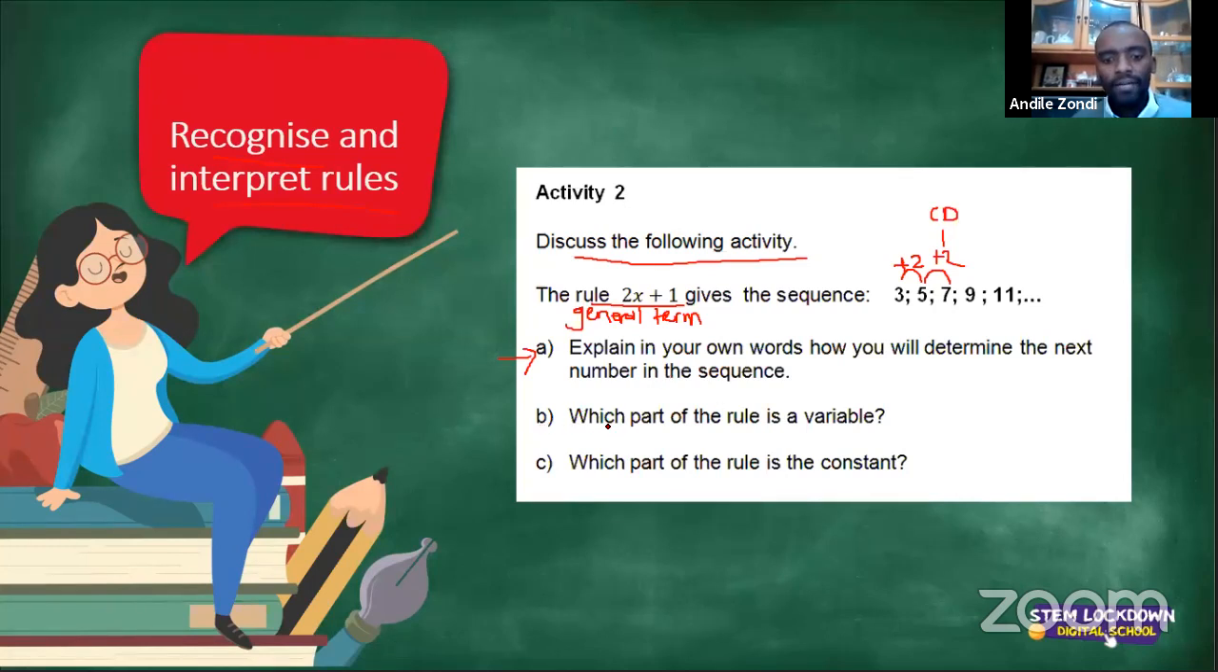Now, which part of the rule is a variable? Please write this in your chat. Which part is a variable?